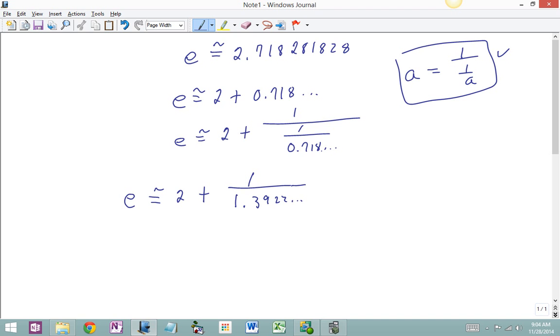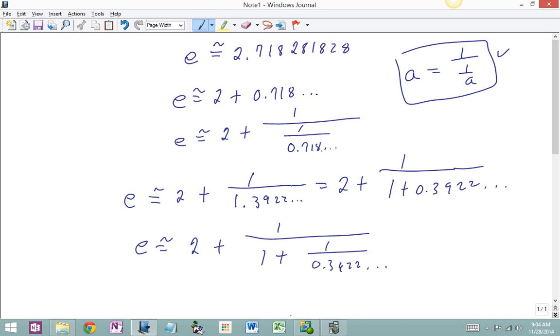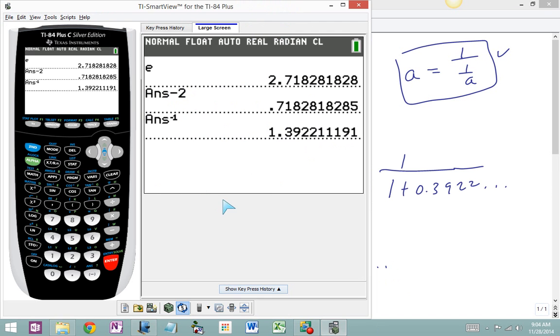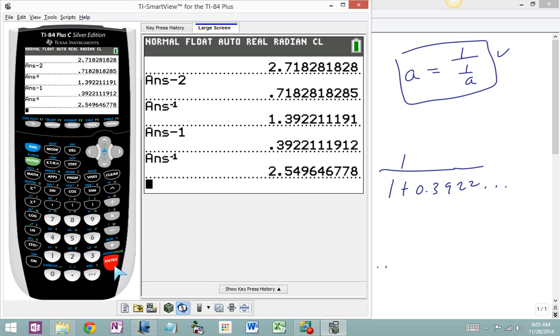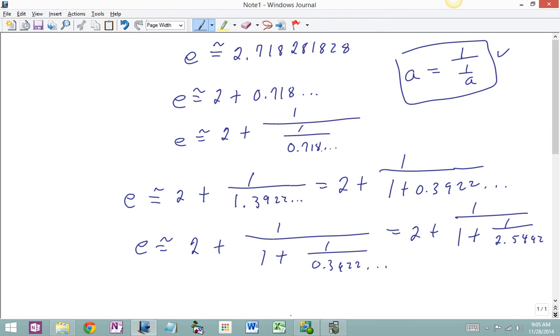We're going to take the 1.3922, split it up into an integral part plus a fractional part, and we're going to rewrite the fractional part as a quotient, and then we're going to do the division. And again, using the calculator, the algorithm is fairly simple. We first subtract the integral part, and then we flip over the 0.39, and we get 2.5496 approximately. There we have it, and we would continue in that fashion.